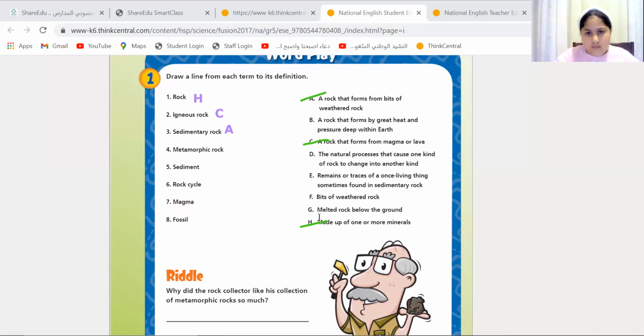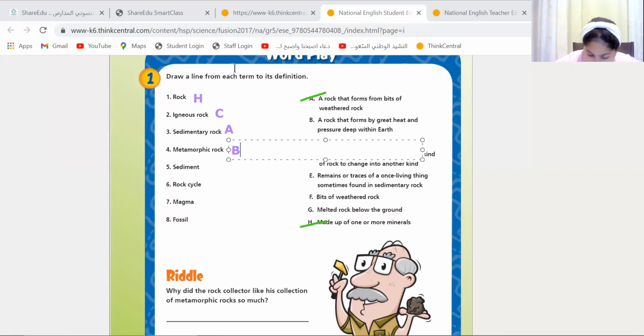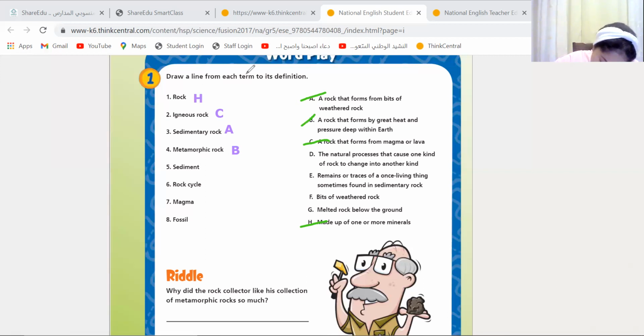Excellent. Heat and pressure. Where can you find great heat and pressure? G, F, E, D, B? Which one? B. Excellent. Jenna, B. Very good. Okay. So B is gone. Who else now?